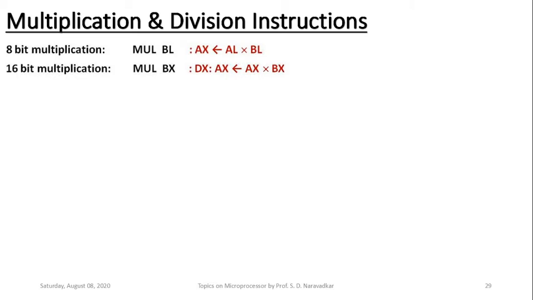Now, what happens in case of 16-bit multiplication? My second instruction here, MUL, multiply BX. So one operand is the contents of the BX register, which is 16-bit data. The second operand by default will be taken from the accumulator, which is the AX register, the 16-bit accumulator.